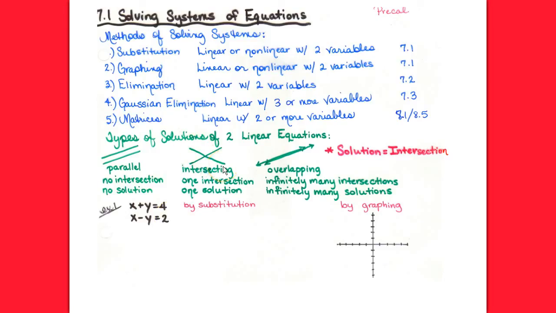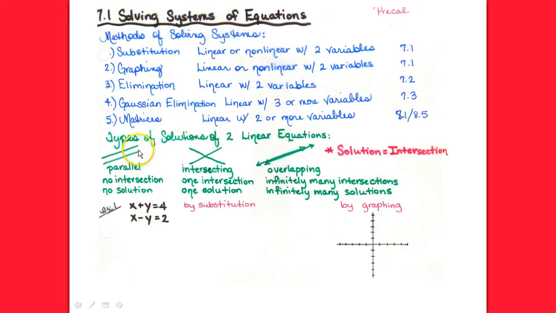So if I'm looking for the one solution that works in both equations, it's got to be this one little point right here, because that's the only one that is on both of those lines. So my solution to the system would be the intersection of the two lines. And so again, that's our key: solution equals intersection.